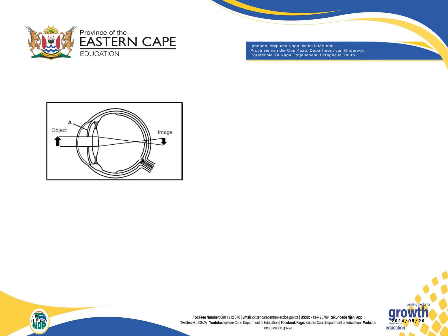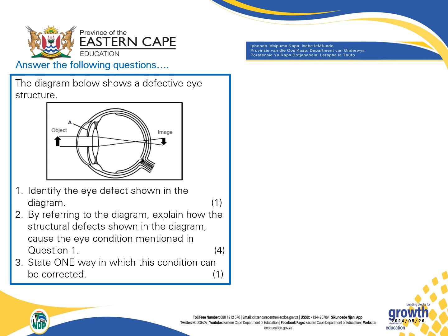Let's practice a question on the eye. Let's try answering the following questions. In the diagram below, it shows a defective eye structure. Firstly, you need to identify the eye defect that is shown in the diagram, noticing that the image is forming behind the retina. Number two, by referring to the diagram, explain how the structural defects shown in the diagram cause the eye condition mentioned in number one. And thirdly, state one way in which this condition can be corrected. Let's pause for a few seconds while you answer these questions.